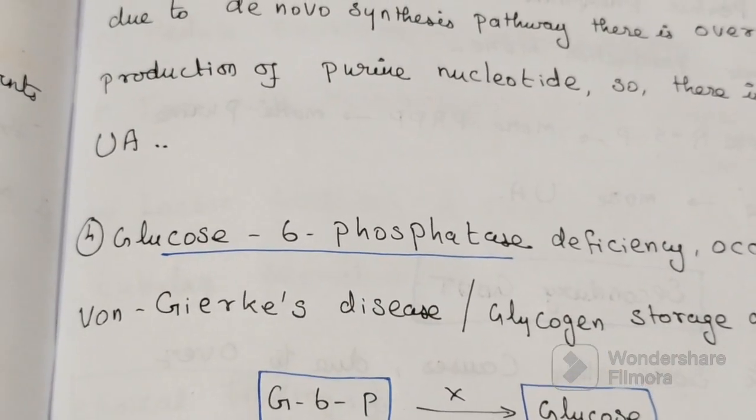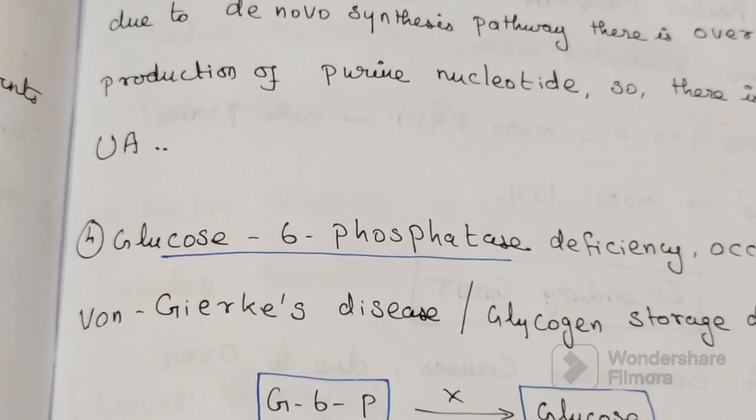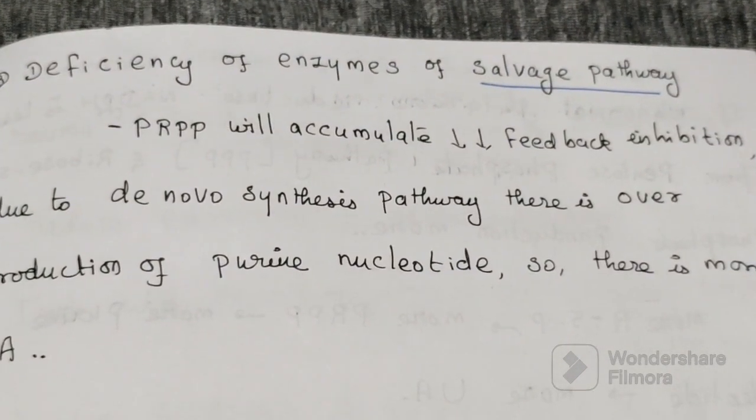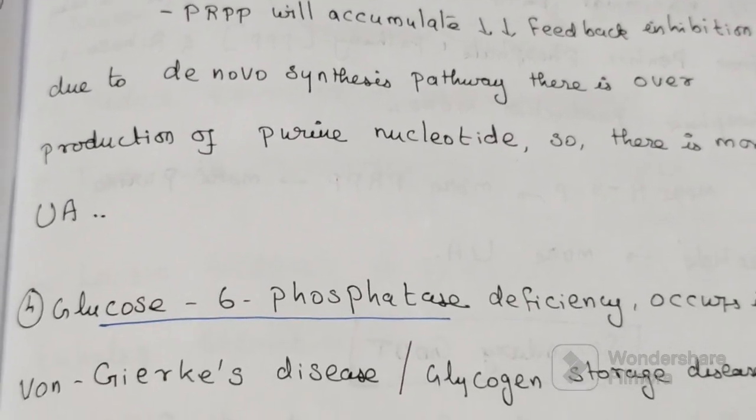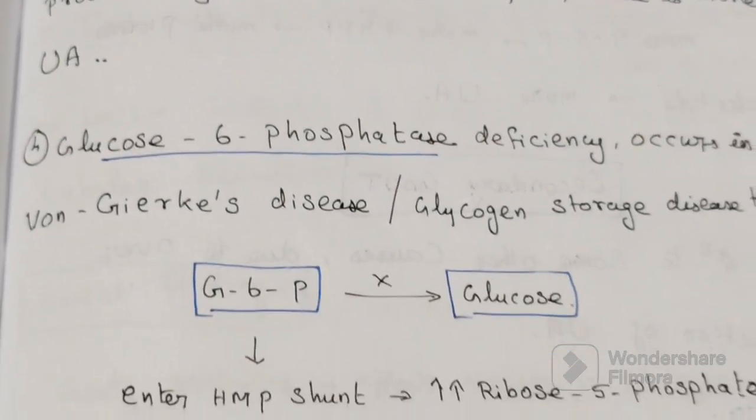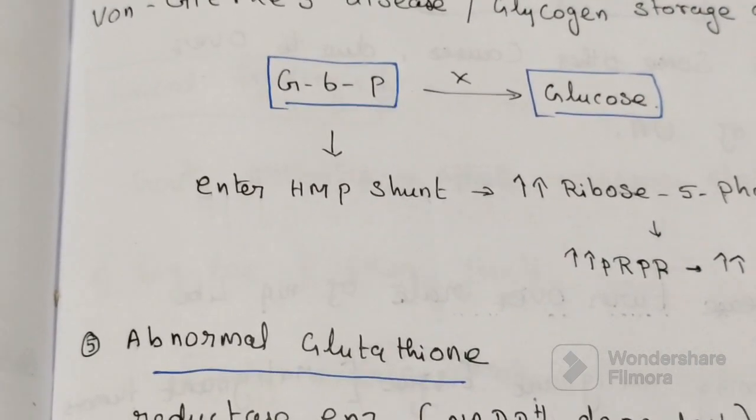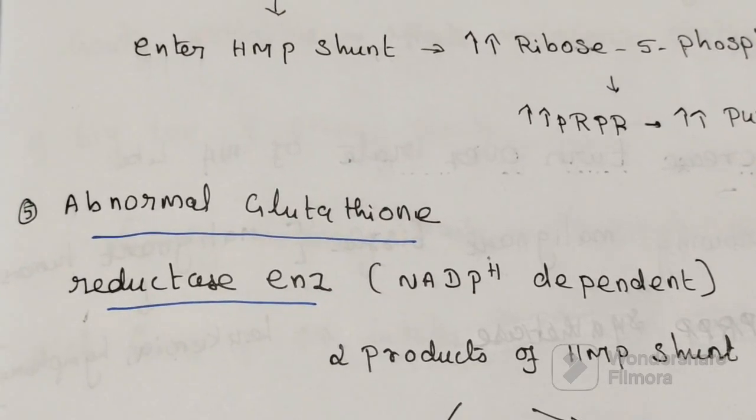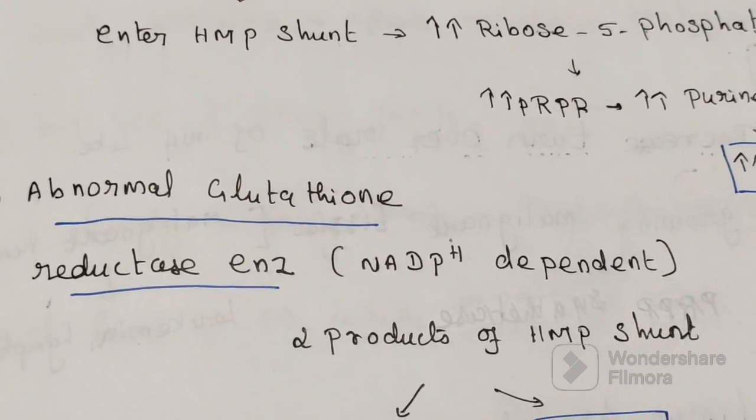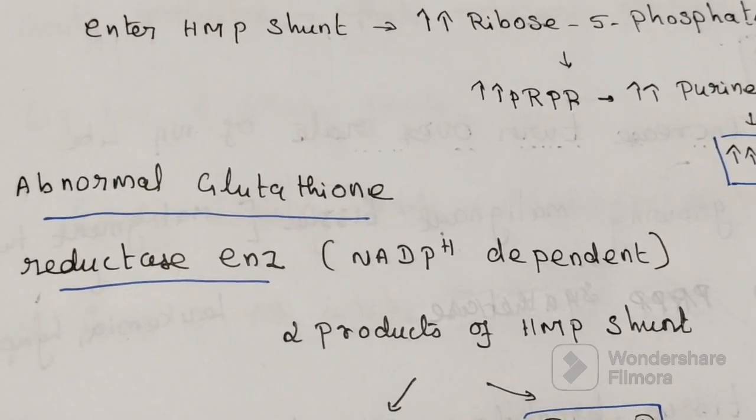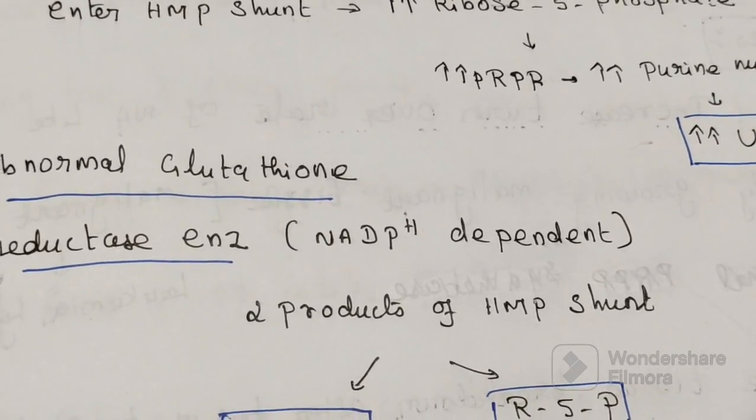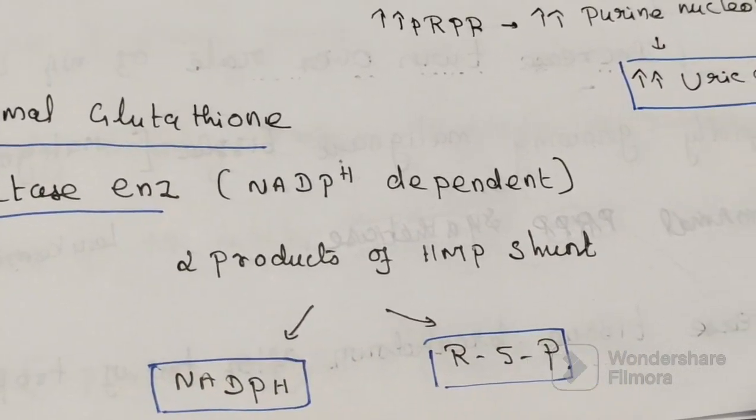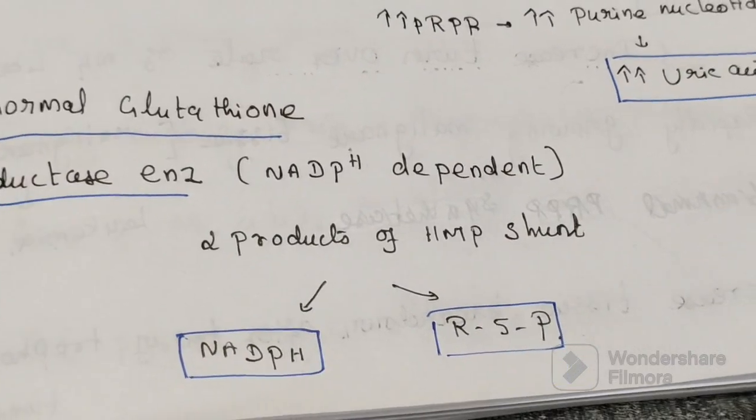First reason, abnormal glutamine PRPP aminotransferase. Second one is deficiency of enzyme in salvage pathway. Third one is glucose 6 phosphatase deficiency. Then the fourth one is abnormal glutathione reductase enzyme, which is NADPH dependent. There are two products of the HMP shunt. First one is NADPH and another one is ribose 5 phosphate.